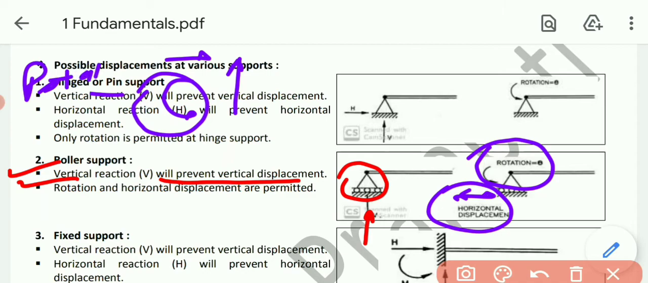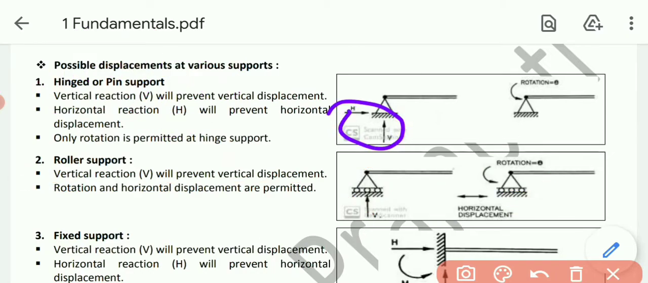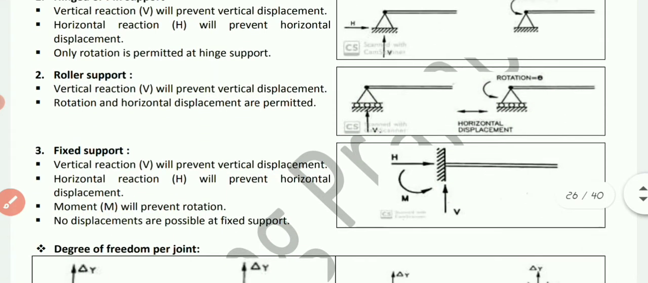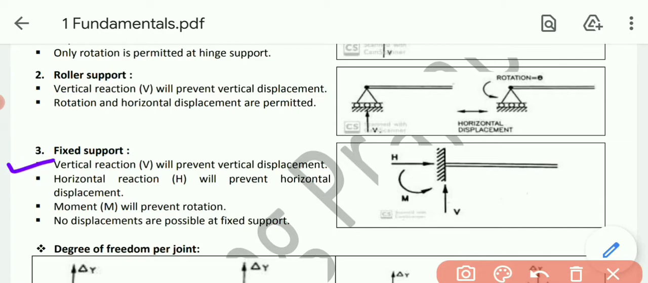Okay, so the property of the support means, for example, hinge produces two reactions, the remaining one is rotation, so rotation will be allowed for the kinematic indeterminacy. Similarly, in roller support vertical reaction is produced, so the remaining two, horizontal as well as rotation, will be permitted for the kinematic indeterminacy. Okay, third, fixed support.